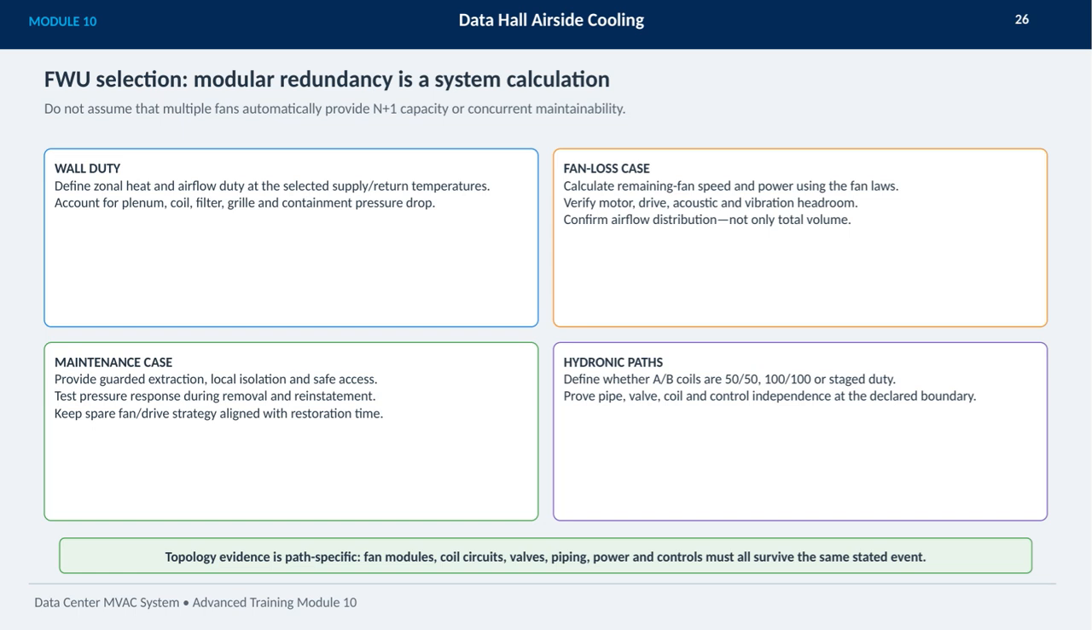Also, keep your spare fan and drive strategy aligned with your restoration time goals. When dealing with hydronic paths, define whether your A and B coils operate on a 50-50 split, fully redundant 100-100, or staged duty. You must prove that pipes, valves, coils, and controls maintain independence within the boundary declared.